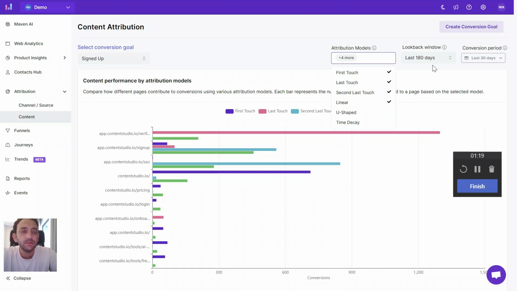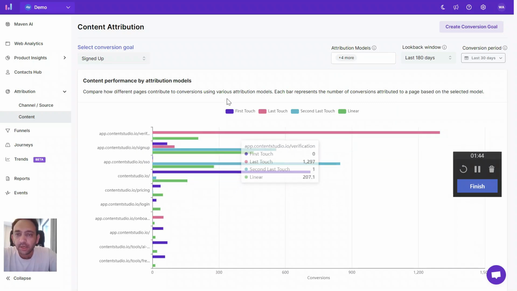The look back window is the time frame in which we look at all of the interactions people have made during the conversion path or conversion journey. And the time period for conversion is the last 30 days. So we're looking at the conversions that have happened in the last 30 days, and we are trying to calculate or find their content attribution.